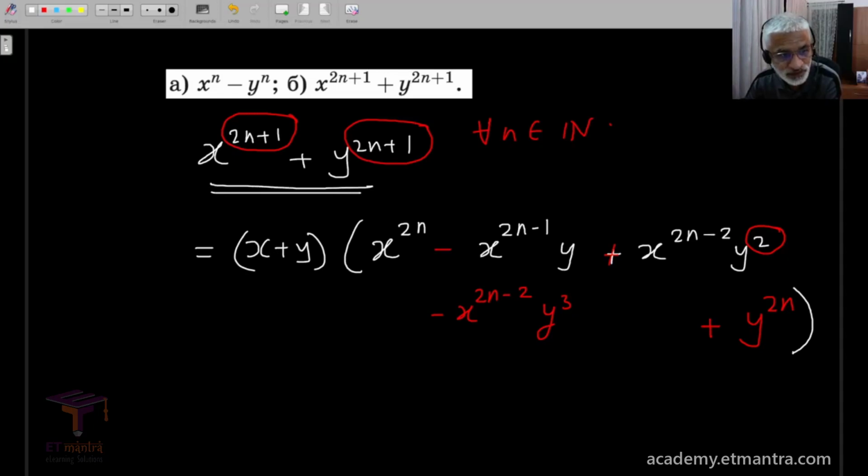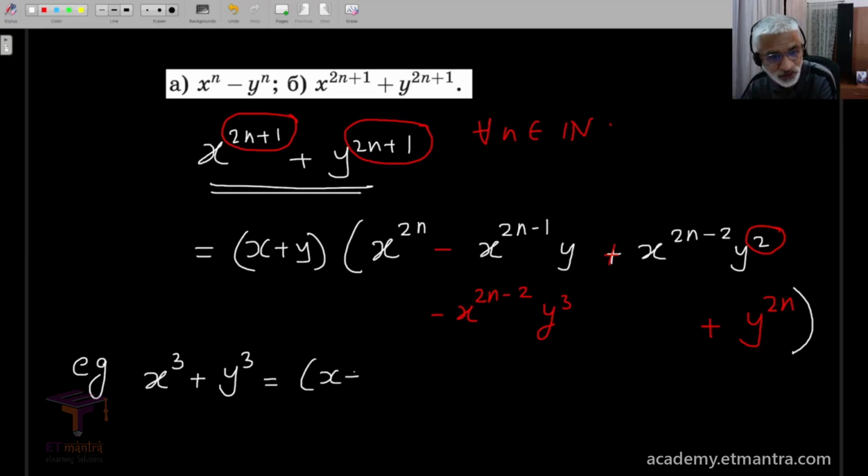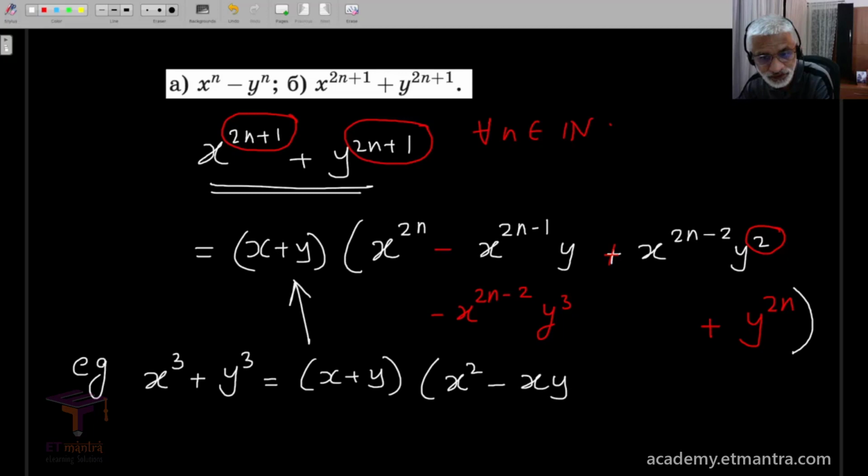So just to give an example, x cube, because the exponent is odd, plus y cube is equal to x plus y, which is the factor here, into x square minus xy plus y square.